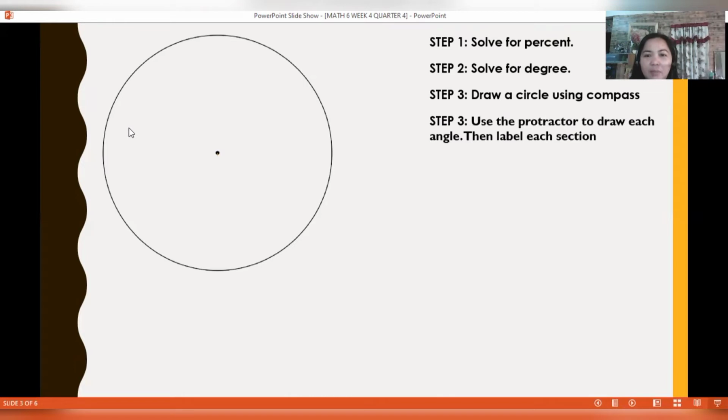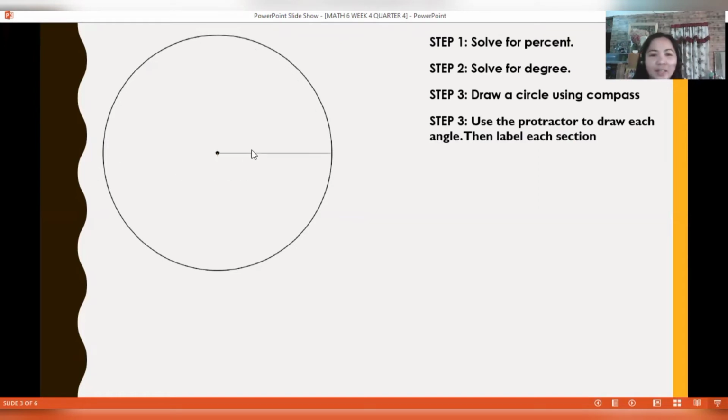Ibalik natin yung ating table kanina. Use a protractor to draw each angle, then label each section. So, gagamit tayo ng protractor. Dapat meron kayong protractor na hawak. Hindi pwedeng manghula kung gaano kalaki yung 151.2 degrees.